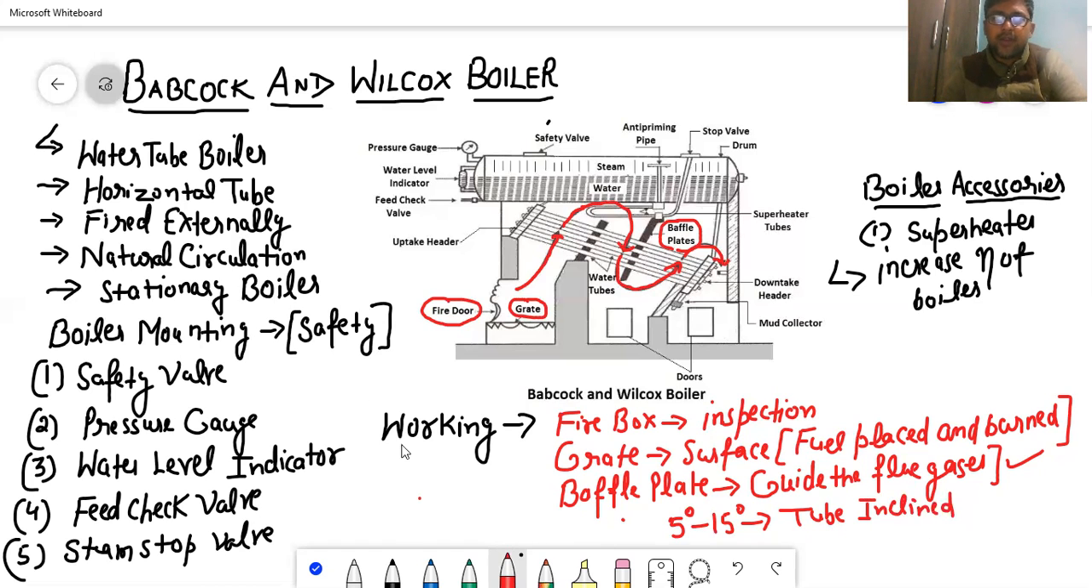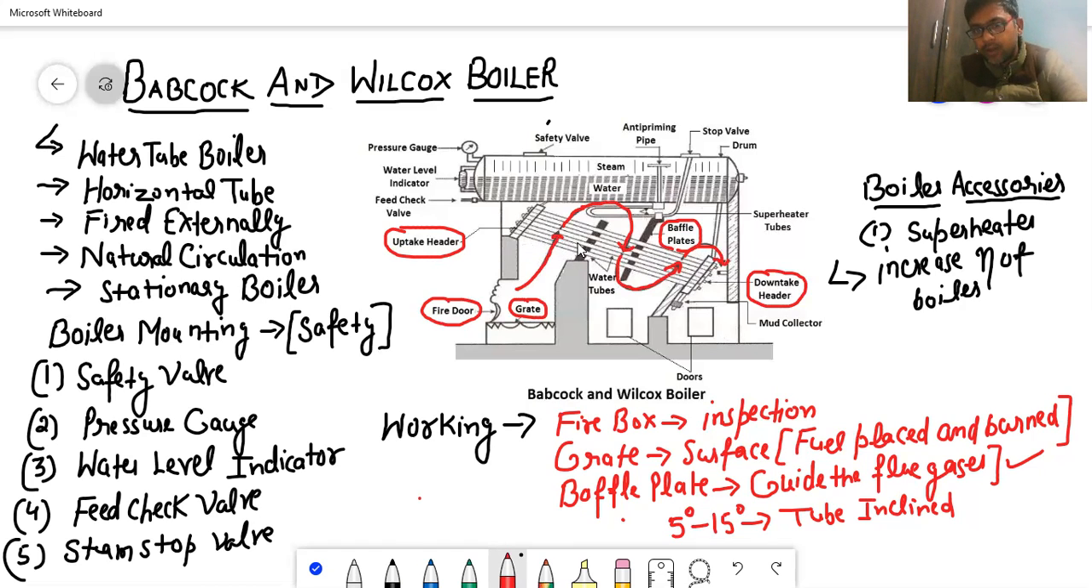Okay. So now in this we have two headers. This is called my uptake header, as you guys can see, and this is called my downtake header. Now what is the difference between the uptake header and the downtake header? Uptake header is connected to the main drum by a small pipe, as you guys can see. And downtake header is also connected to the main drum by a long pipe. Clear? Now, why are we using both uptake and downtake headers?